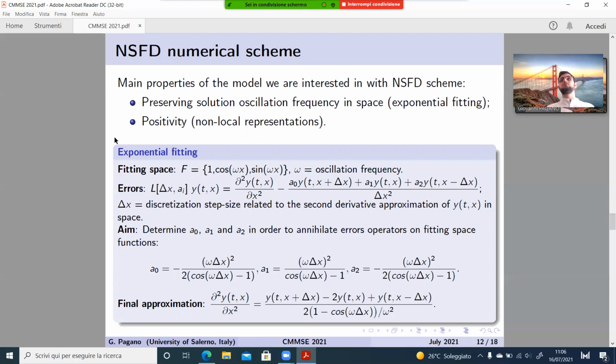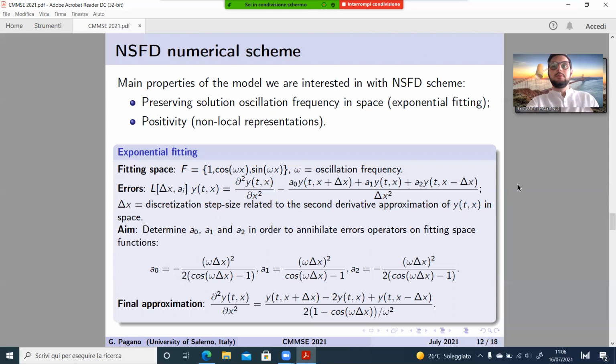Therefore, if we know that the solution oscillates with an unknown oscillation frequency, obviously in space we can approximate the second derivative in order to be exact. The second derivative, yes, is exact on this fitting space. That is a fitting space constituted by trigonometric functions. Therefore, we are able to preserve the oscillation of our solution.